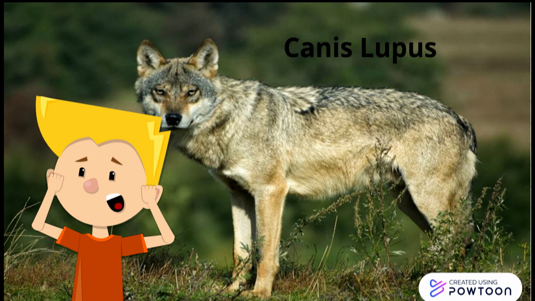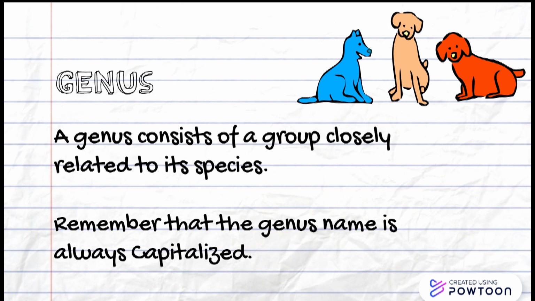For example, Canis lupus is the scientific name for the gray wolf, where Canis is the genus and lupus is the species name. This system uses binomial nomenclature. A genus consists of a group of closely related species. In the example earlier, other animals in the Canis group include dogs and coyotes. This means that the gray wolf has the same genus as them. Remember that the genus name is always capitalized.